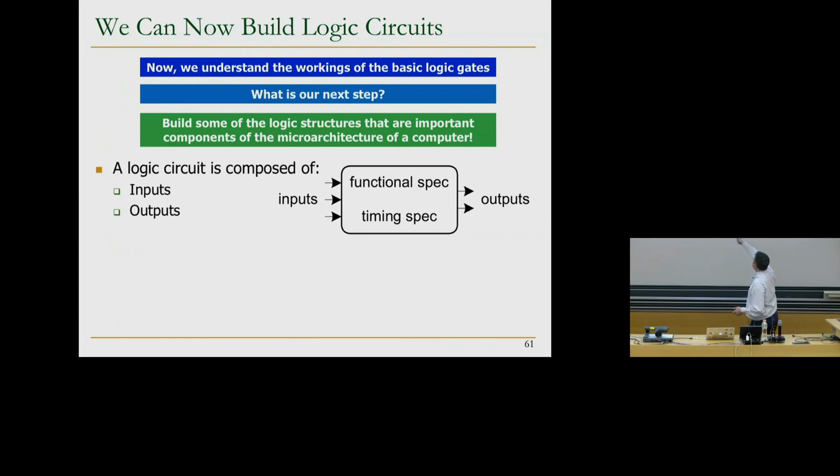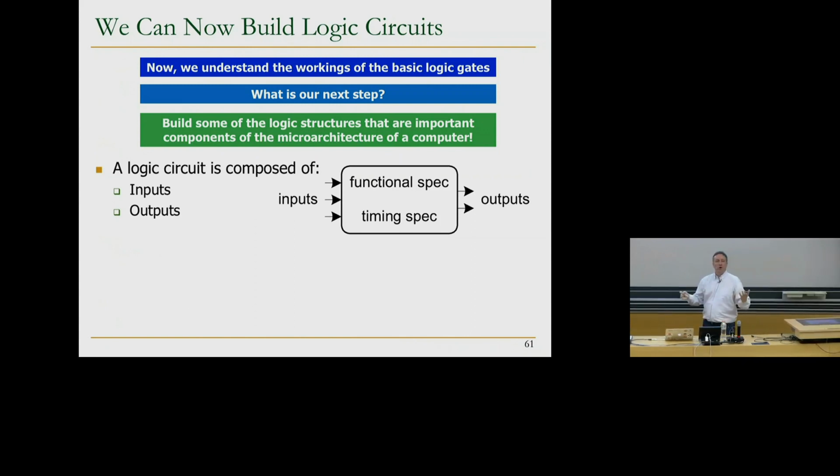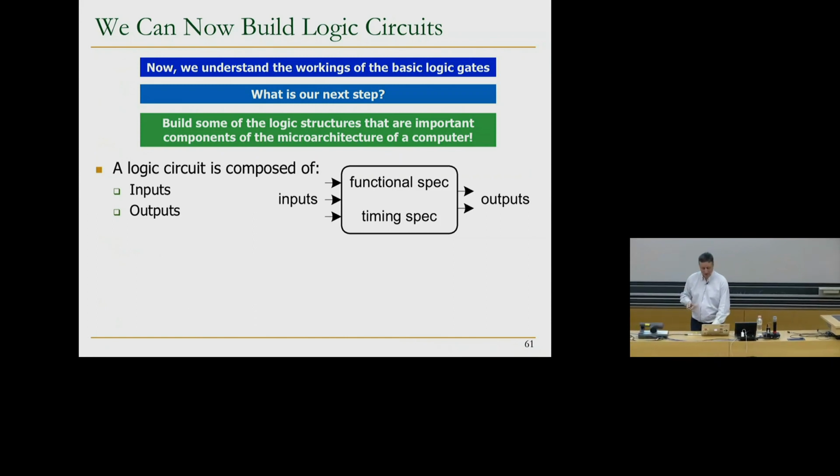The second thing, after I've done with the functionality, maybe I'll also try to say something like how fast this should happen. For example, add these two numbers and please finish it in a day or two. Okay, that's a timing specification.